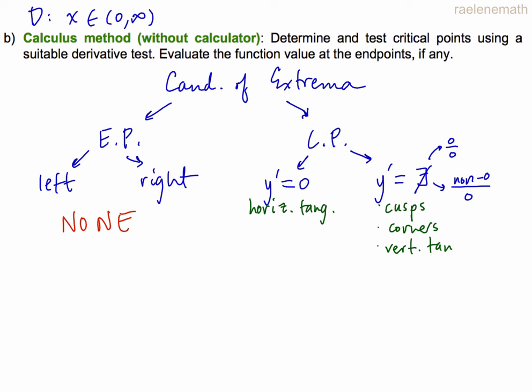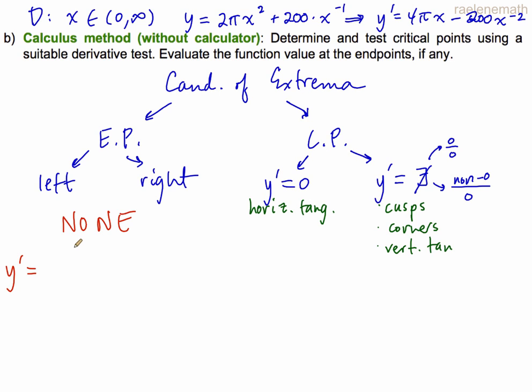And so now we have to work out y prime. If we recall, y was equal to 2 pi x squared plus 200 over x, or 200x to the negative 1. We can get that y prime is equal to 4 pi x minus 200 x to the negative 2. And so it'll be very nice to rewrite y prime with a common denominator, and we do that by multiplying by x squared over x squared for the first term, and we get 4 pi x cubed minus 200 all over x squared. Sorry, that should be x cubed in the top and then x squared in the bottom.